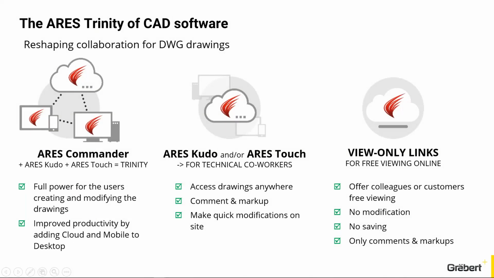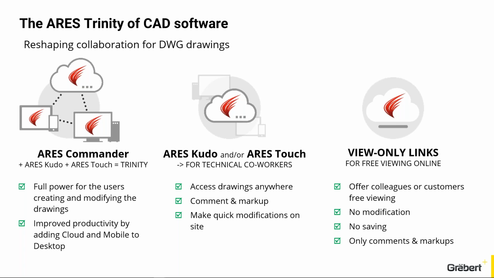And to conclude, we're going to take a brief look at how the solutions are packaged. And Cédric, do you want to talk about this? Sure. So actually, we explained that there are different types of users, right? So some are, let's say, the heavy users working at the office. For them, it makes sense to have a Trinity license, and for that purpose, we have the bundle of ARES Commander with ARES Kudo and ARES Touch that we call a Trinity license.